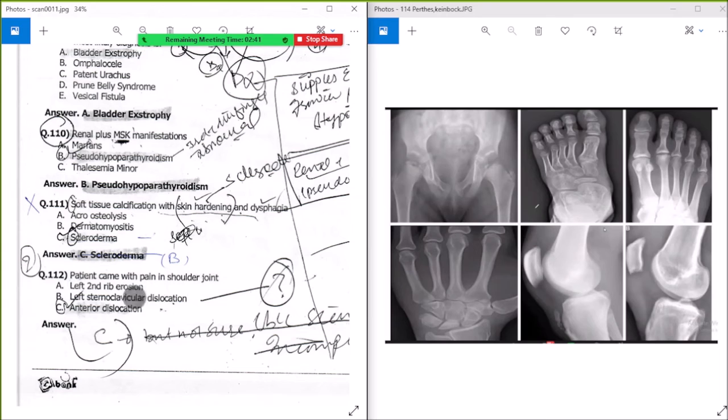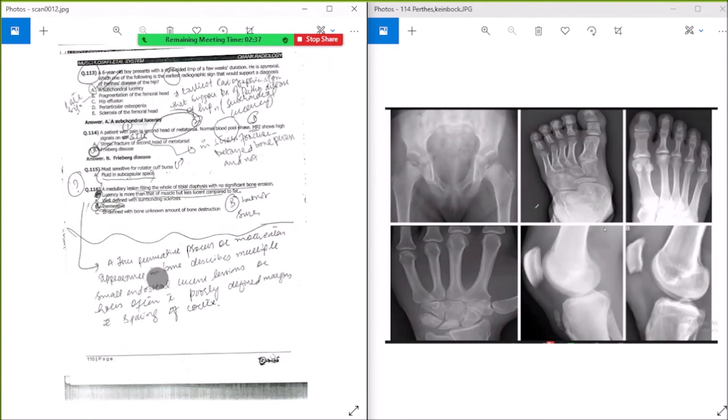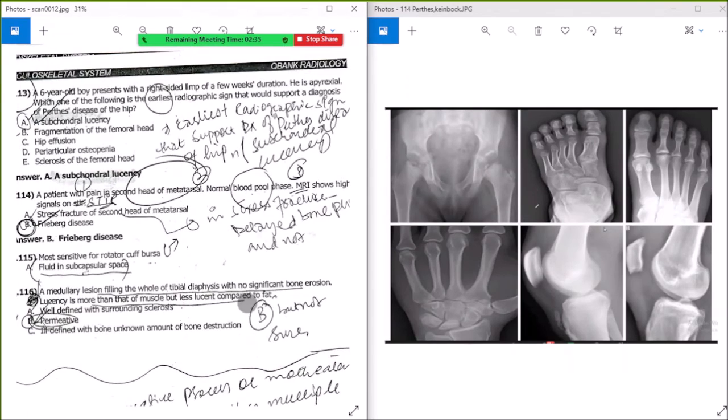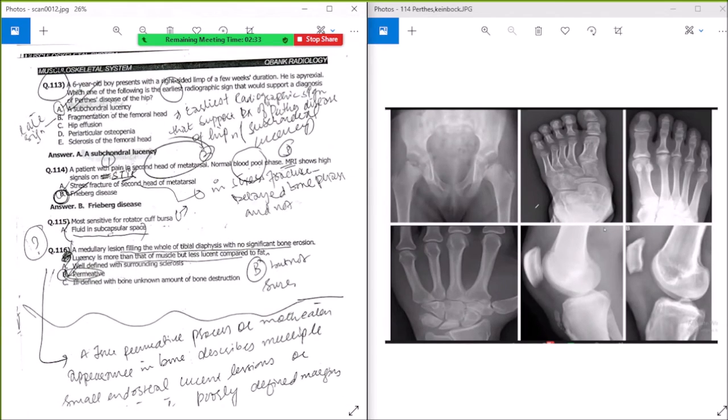Number 112. A patient came in with pain in the shoulder joint, diagnosed as anterior dislocation. 113. A 6-year-old boy presented with a right-sided limp of a few weeks' duration. He is apyrexial. The earliest radiographic sign suggesting a diagnosis of Perthes disease of the hip is subchondral lucency.